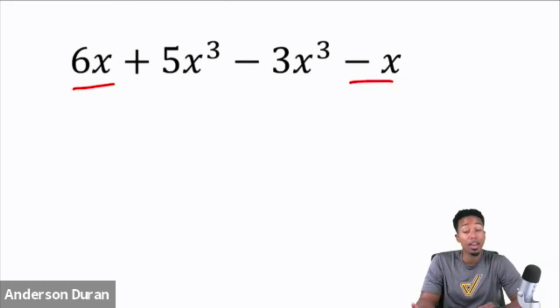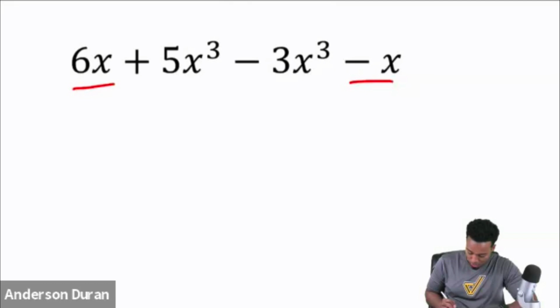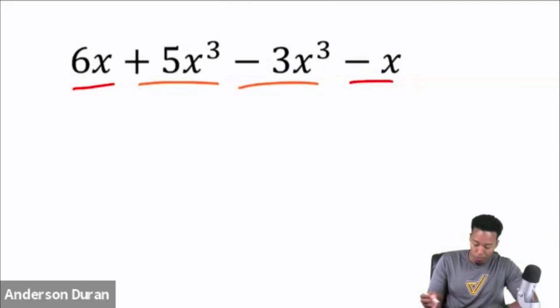Yes, they are. They have the same variable and the same exponent. Yep, they're just x's. That is correct. They are like terms. What about the 5x cubed and negative 3x cubed? Are those like terms? Sounds good. Let's go ahead and get to it then.